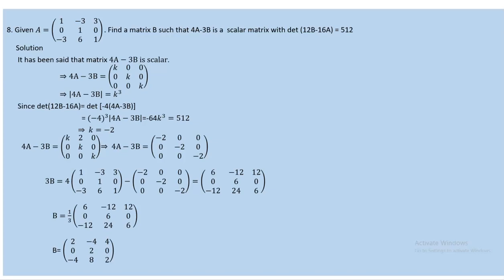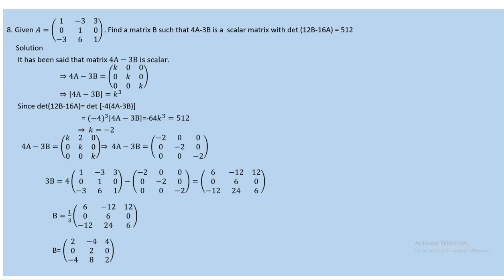6 times 1 over 3 is 2. Negative 12 times 1 over 3 is minus 4, as you see. And 12 times 1 over 3 is 4. So it's a matter of dividing each entry by 3. When you do so, 0, 6 divided by 3 is again 2. 0 divided by 3 is 0. Minus 12 divided by 3 makes minus 4. 24 divided by 3, 8. 6 divided by 3, 2.